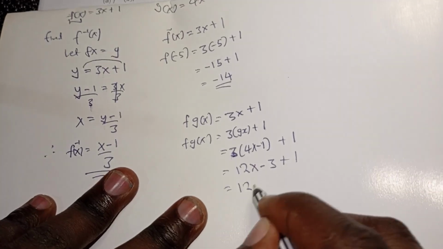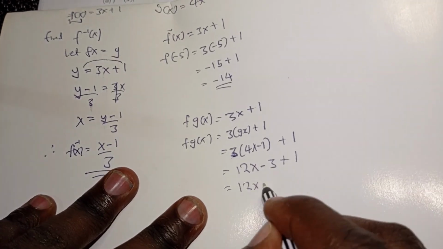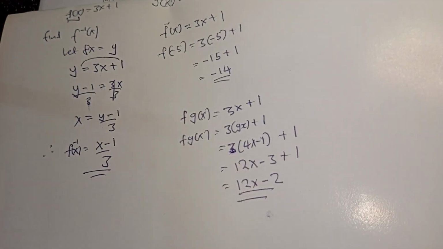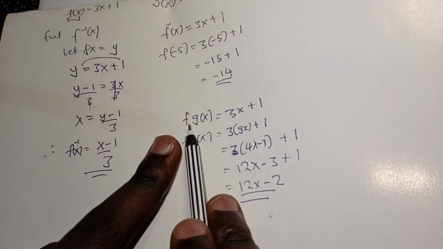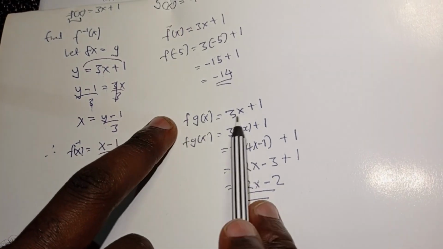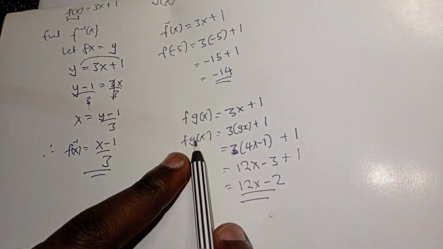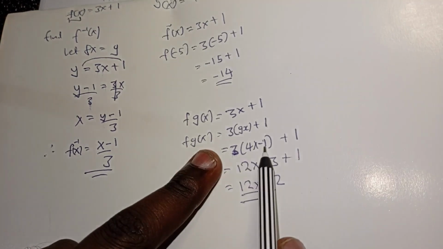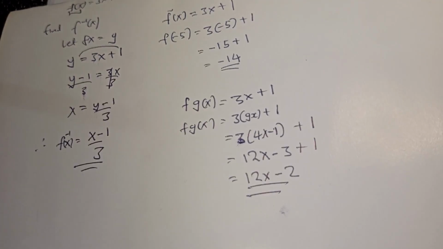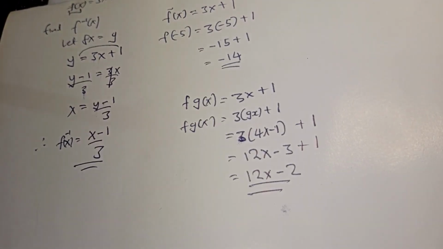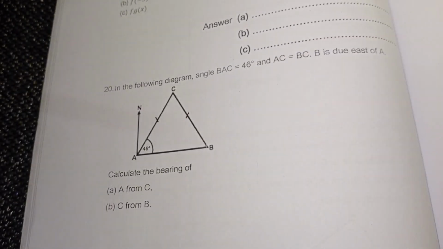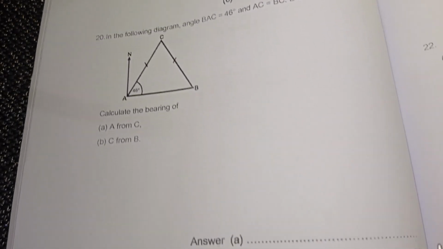So you have 12x minus 2, and this one ends there. So for the function f of g of x, you write the first one first, f of x. Then where there is x, you put g of x, and then you substitute g of x here. Then you just solve it. So you can solve any function.